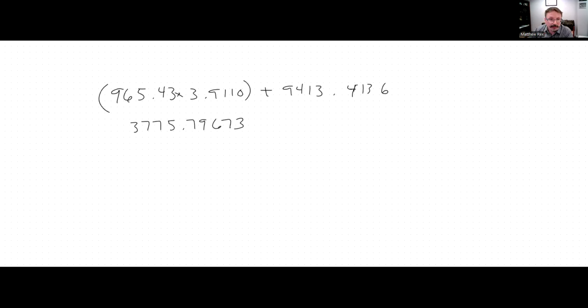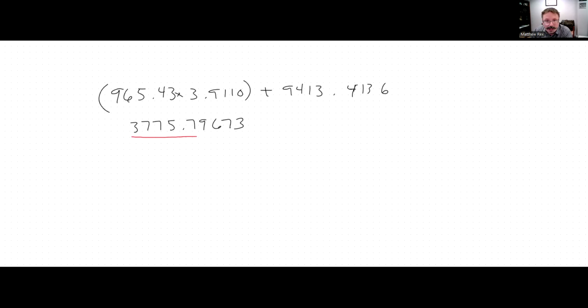Now, technically, the operation we did here was multiplication, and the rule for that is the least number of significant figures. 965.43 has 5 significant figures, 3.9110 has 5 significant figures, so the number of significant figures our answer is going to have is 5. So 3,775.7, that's where we would stop. If we were all done, we would round that, and it would end up with 0.8. But because we're in the middle of the problem, I don't want to do any rounding yet. So I'm going to note how many of those values are significant, but I'm going to keep that entire number.